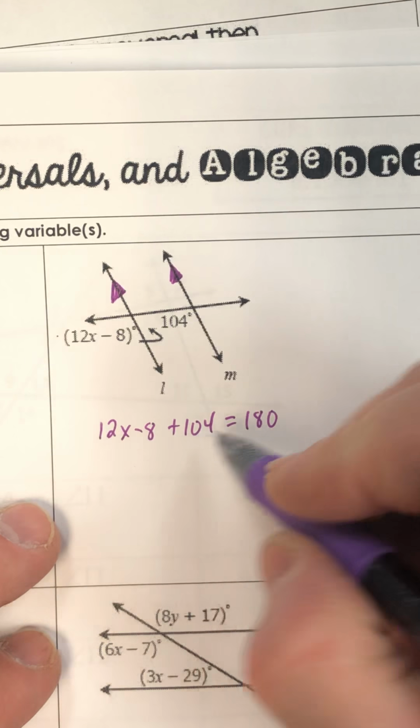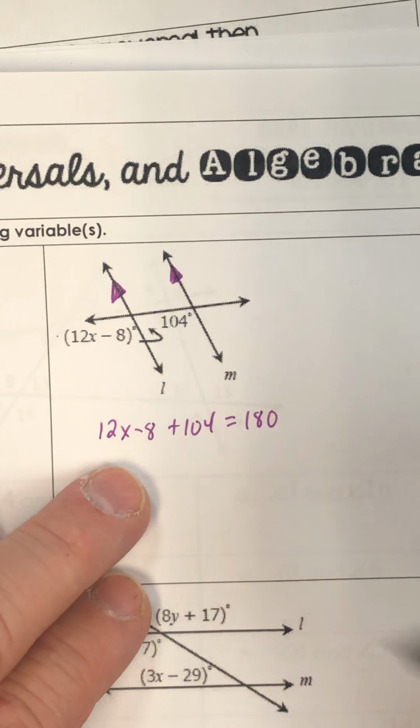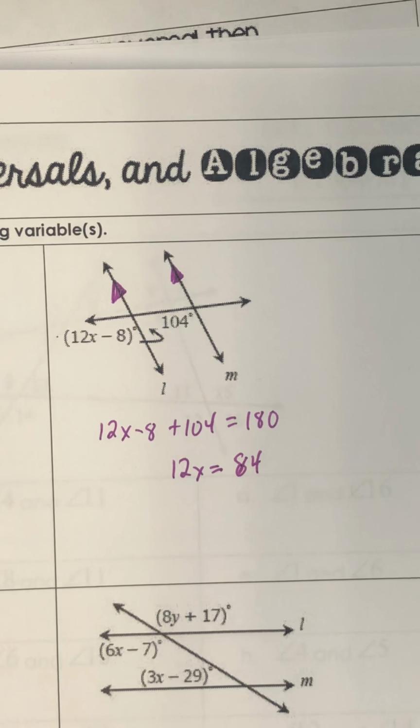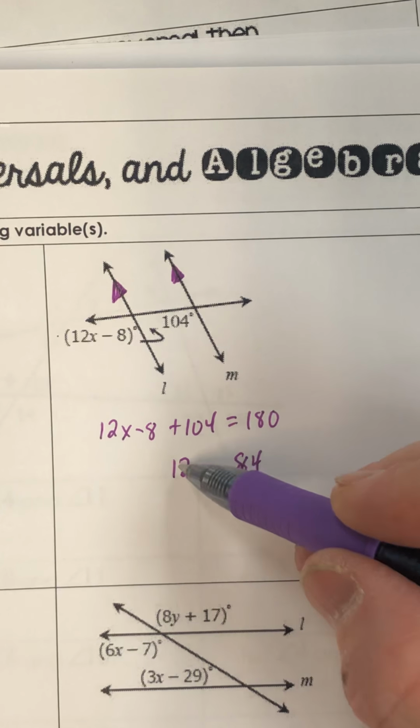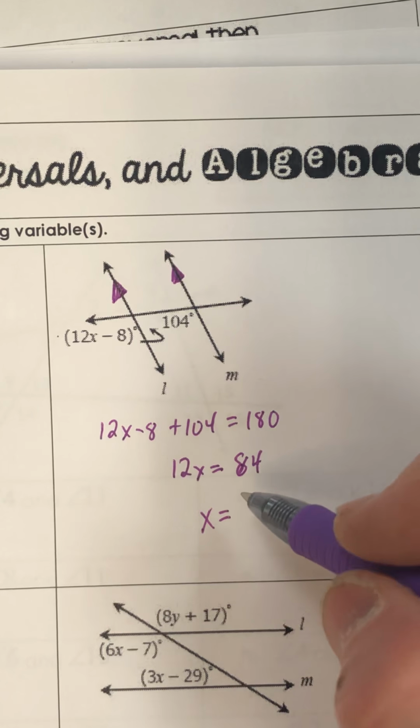Subtract 104. Well, we could combine 104 and negative 8. So let's see. So 104 minus 8, and then subtract that over here. So I think we'll end up with, what, 84? 180 minus 104 and plus 8. Yeah, 84. So then you take 84 divided by 12, and that is 7. Okay?